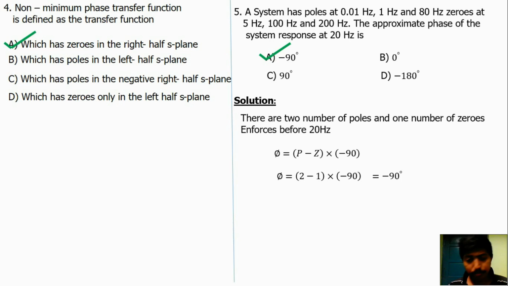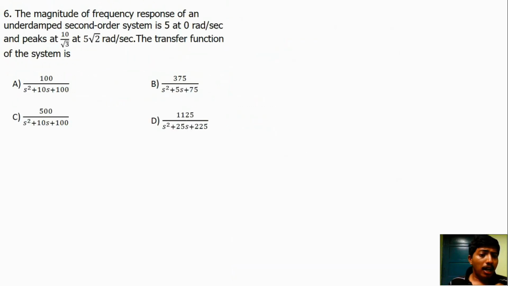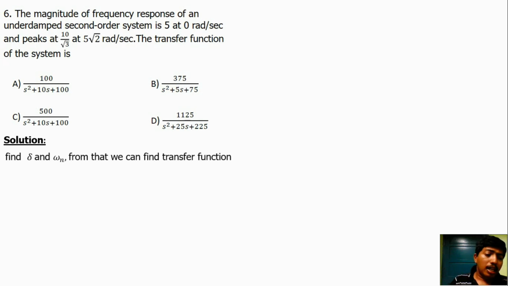Next question. The objective of the question is to find the transfer function of the system. Here the resonant peak is given as 20 root 3. The resonance frequency is given as 5 root 2 radian per second, and the magnitude 5 is given at 0 radian per second. We know that if we find the delta and omega values, we can find the transfer function.